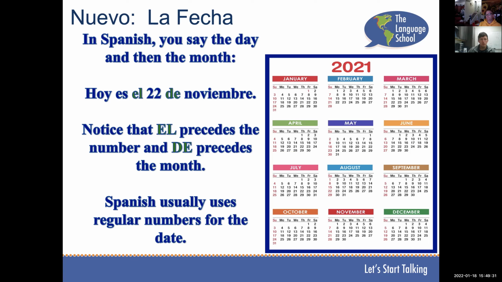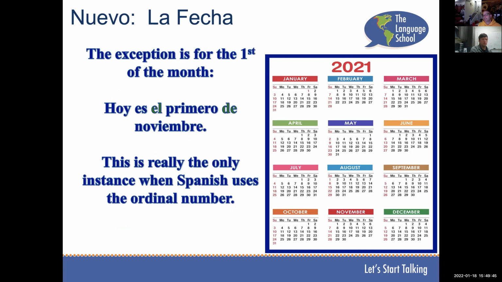Okay. And then Spanish also normally uses regular numbers. We use what's called an ordinal number. We say the first, the second, the third, the fourth of a month. Spanish typically would just say the 3, the 4, the 5 of the month. Except for the first day of the month, they do say hoy es el primero de noviembre. So we learned that 1 is el uno, but the first is el primero. Okay.